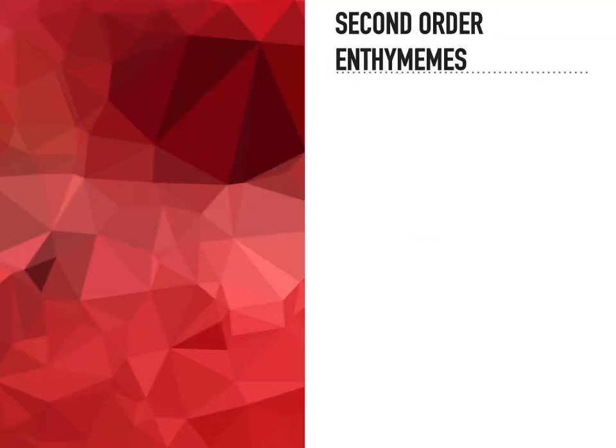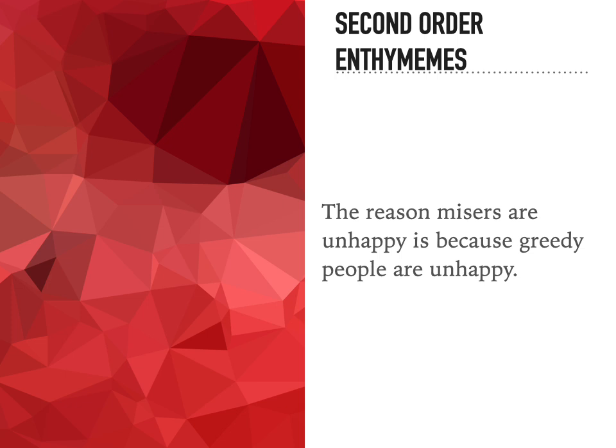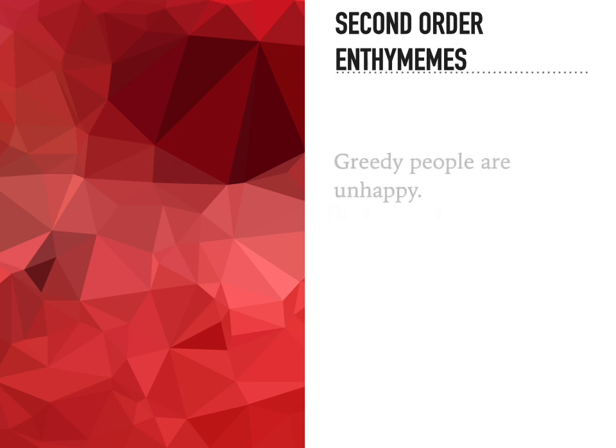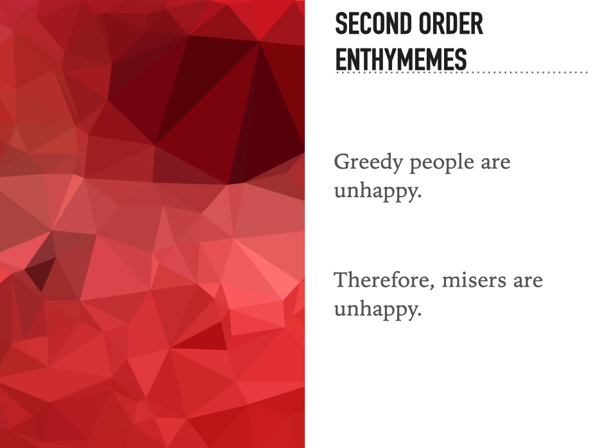Second order enthymemes, these are those where the minor premise is missing. So an example of this would look this way. The reason misers are unhappy is because greedy people are unhappy. If I were to construct this into a syllogism, it would look like this. Greedy people are unhappy. Therefore, misers are unhappy. I've left out the minor premise here. Minor premise being that misers are greedy people.